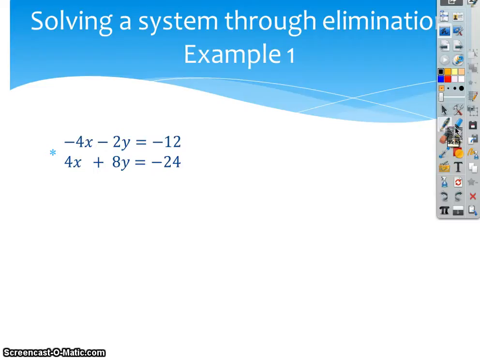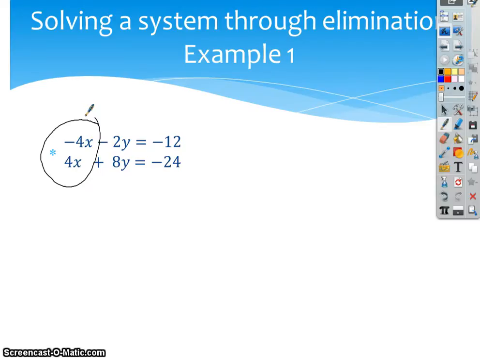So let's look at an example. I've got negative 4x minus 2y equals negative 12. I've got 4x plus 8y equals negative 24. When we look at this, we see pretty quickly, hopefully, negative 4x and positive 4x. And we know that they're opposites. When we add those together, we're going to get 0.